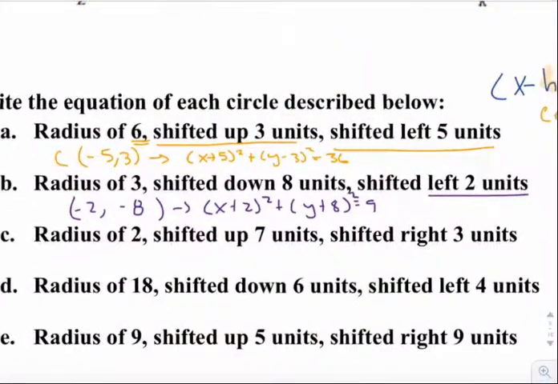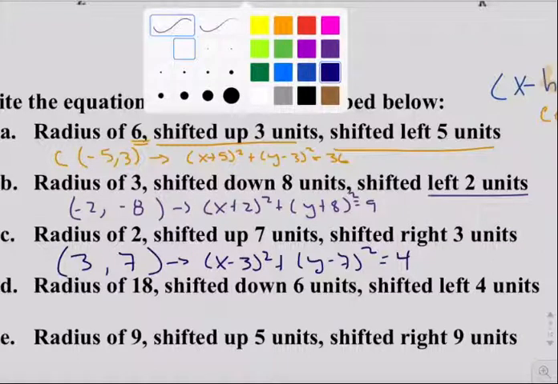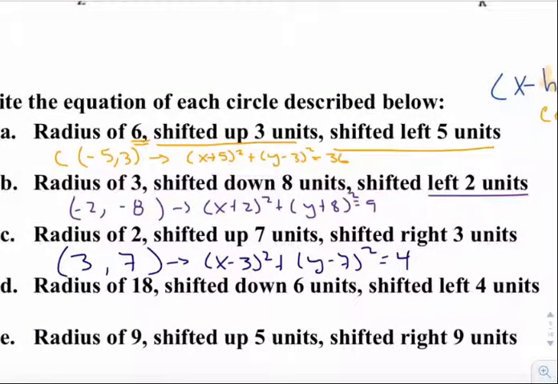Right, if we shift up 7 units, that's going to be a minus 7. If we shift right 3 units, that's going to be minus 3. So my new equation is going to be x minus 3 squared plus y minus 7 squared equals radius of 2 gives 4. Okay, so we shift down 6 units, so that's going to be a plus 6 on the y. Left 4 units to be plus 4.